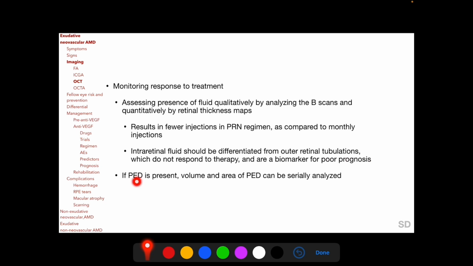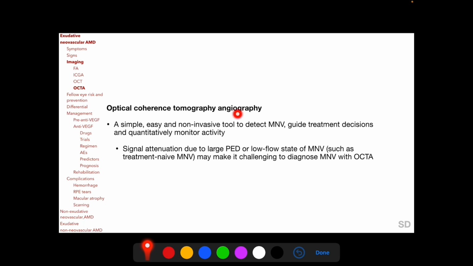If pigment epithelial detachment is present, volume and area of PED can also be serially analyzed as a marker of activity of neovascular AMD. Optical coherence tomography angiography, or OCT angiography, is a non-invasive tool to detect the neovascular network, guide treatment decisions, and quantitatively monitor activity. But signal attenuation due to a large PED or a low flow state of the MNV may make it challenging to detect the neovascular network with OCTA.